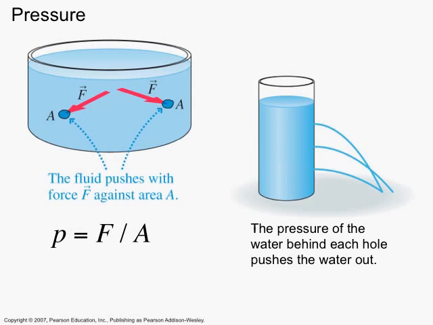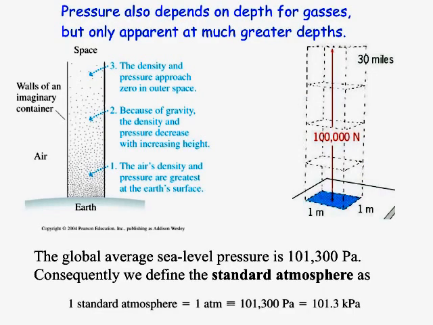The water is shooting out roughly in parabolic paths, but it's shooting out faster where the pressure is greater with greater depth. So the pressure, again, also depends on depth for all types of fluids, for gases, but it's only apparent at much greater depths. Now the global average sea level pressure is 101,300 pascals. As we've already used, this is 101 kilopascals, or roughly 10 to the 5th pascals, is 1 atmosphere. So consequently, we define the standard atmospheric pressure to be 101,300 pascals.